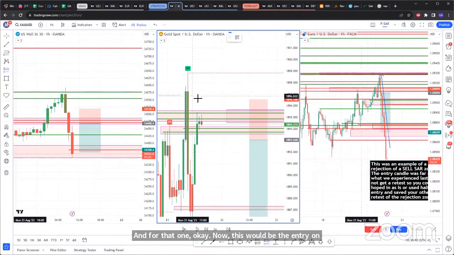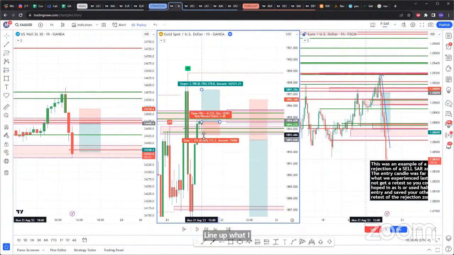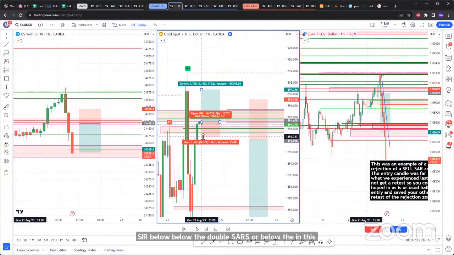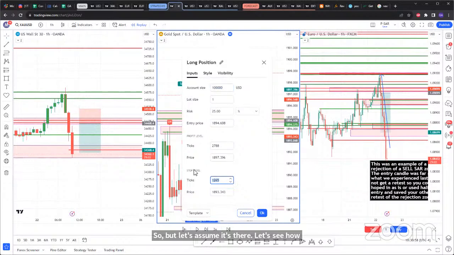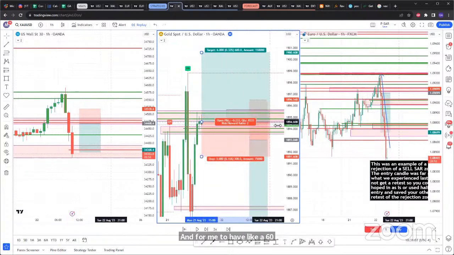So let me just line up what I would do. This would have been my entry, and for my stop loss, I want it to be below that SAR, below the double SARs, or in this case, the low of the previous candle. Let's see how tight of a stop loss. It would have given us like a 12 pip stop. But let's assume I just want to have a standard 30 pip stop on gold, and a 60 pip TP on gold for this trade.